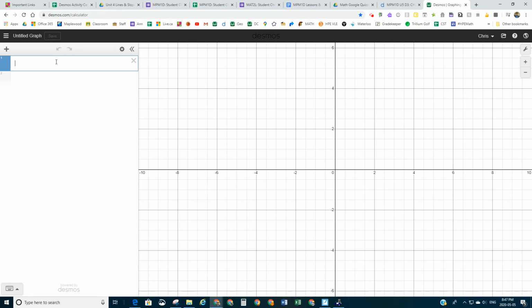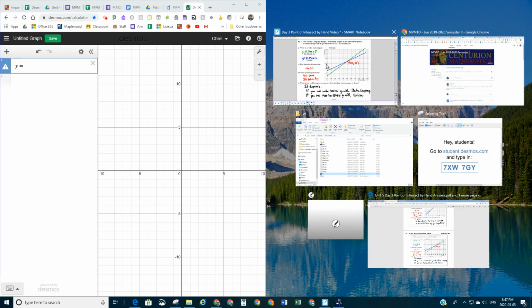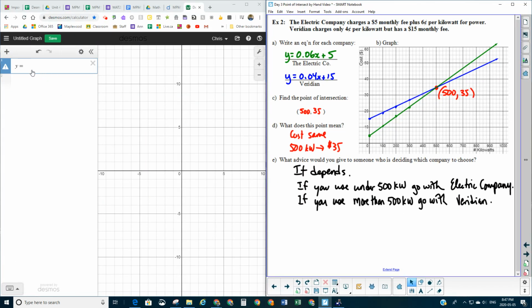And you can put in equations just like we had. So the first equation, actually what I'll do is split screen this so you can see it. So the first equation is 0.6x plus 5. So you can put that in.